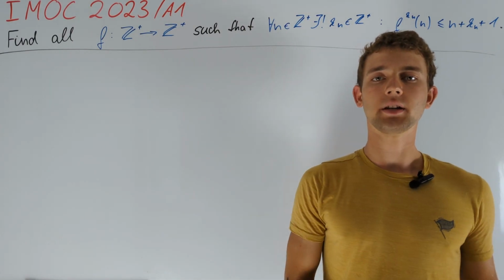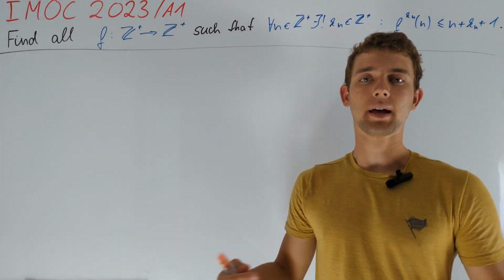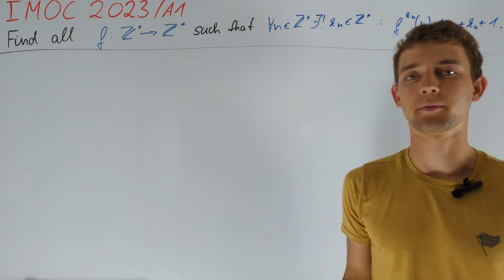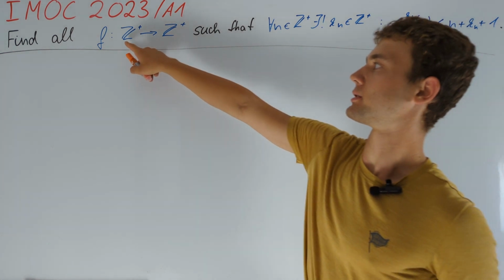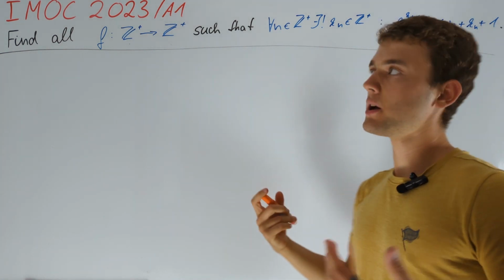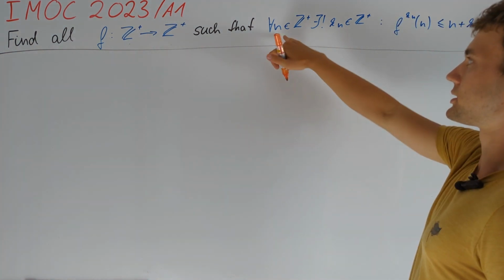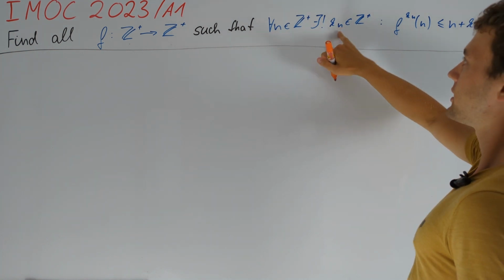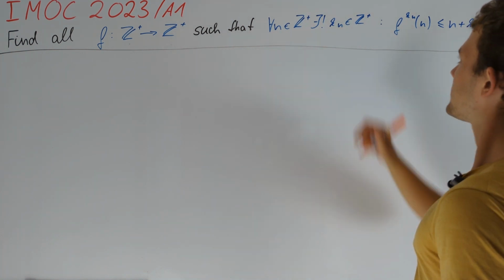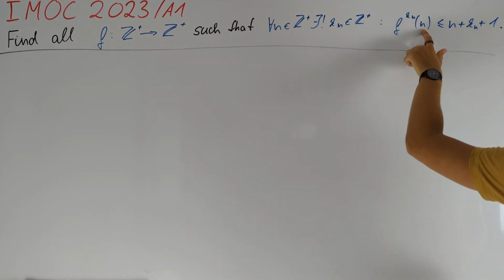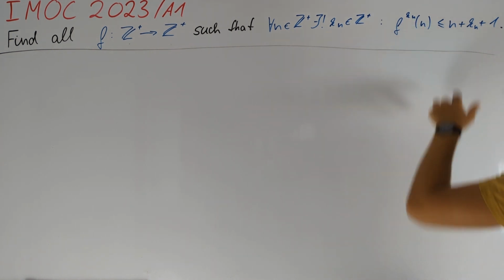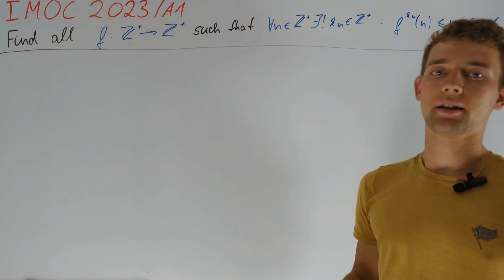Hey guys, in this video I will present a solution to problem A1 from IMOC 2023. We are asked to find all functions f from the positive integers to the positive integers with the following property. For every positive integer n, we find exactly one positive integer k_n, such that if we apply f k_n times on n, the result is less than or equal to n plus k_n plus 1.